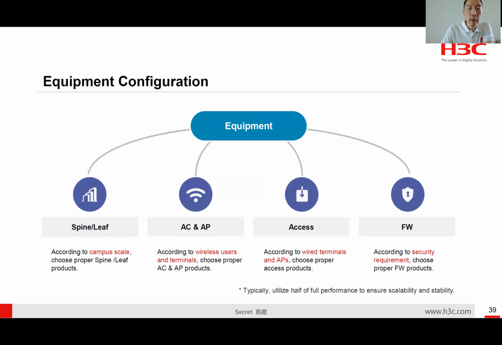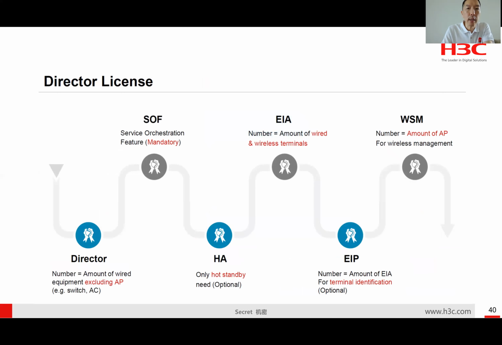So here, talking about the equipment configurations, normally we are talking about the spine and leaf switches, access controllers and access points, some of the access devices, and how we provide the authentication policy together with some of the security firewalls. For the Director license, we need to count how many pieces of equipment are in the network and what kind of orchestration you need. All this will need a technical expert, some pre-sales person, to help you. We're talking about, do you need high availability? How many terminals do you want authenticated?